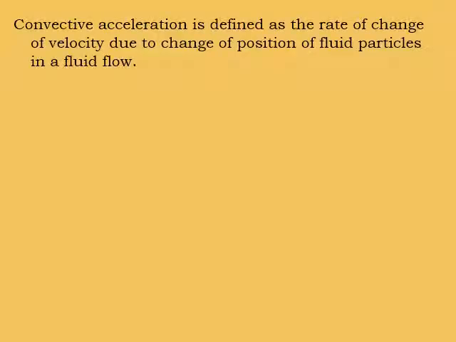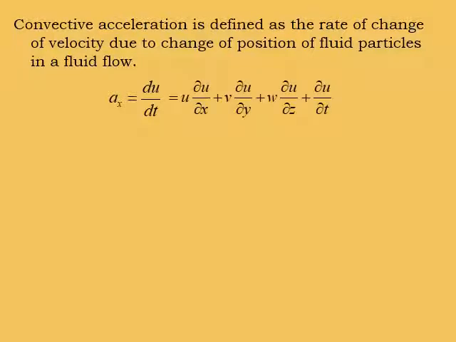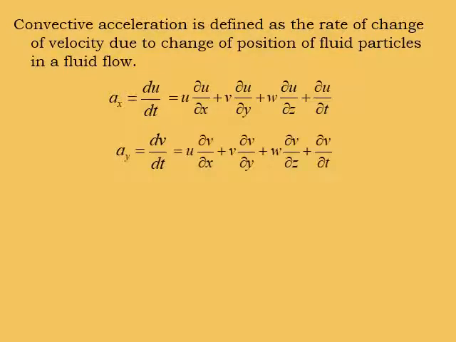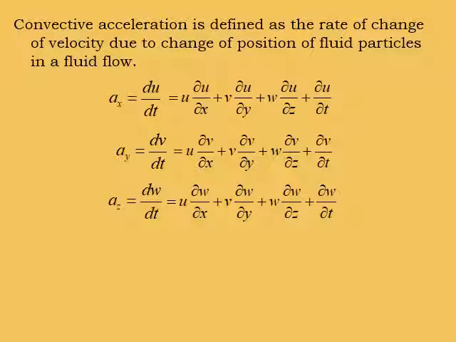Next, convective acceleration. Convective acceleration is defined as the rate of change of velocity due to change of position of fluid particles in a fluid flow. So in this acceleration expression, a of x is equals to du by dt, that is u into dou u by dou x plus v into dou u by dou y plus w into dou u by dou z plus dou u by dou t. That is the general expression for the acceleration in x direction, and similarly in y direction as well as in z direction.